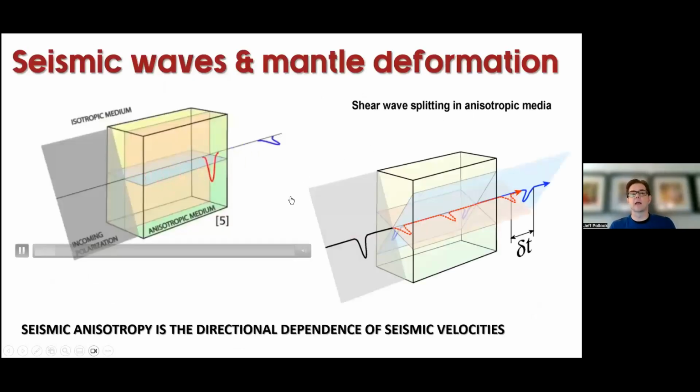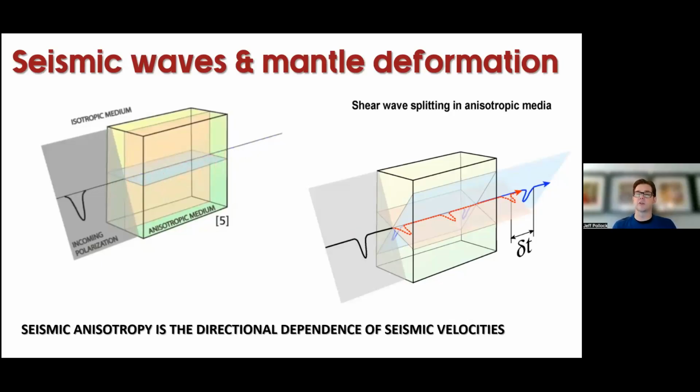So if we look at a polarized seismic wave here in this animation, when it hits an anisotropic material, that wave becomes split, and it splits into a fast wave and a slow wave. The exact same property we use with light to identify minerals. Essentially, seismic waves are birefringent like light. And we use that separation of the two waves to give us two bits of information.